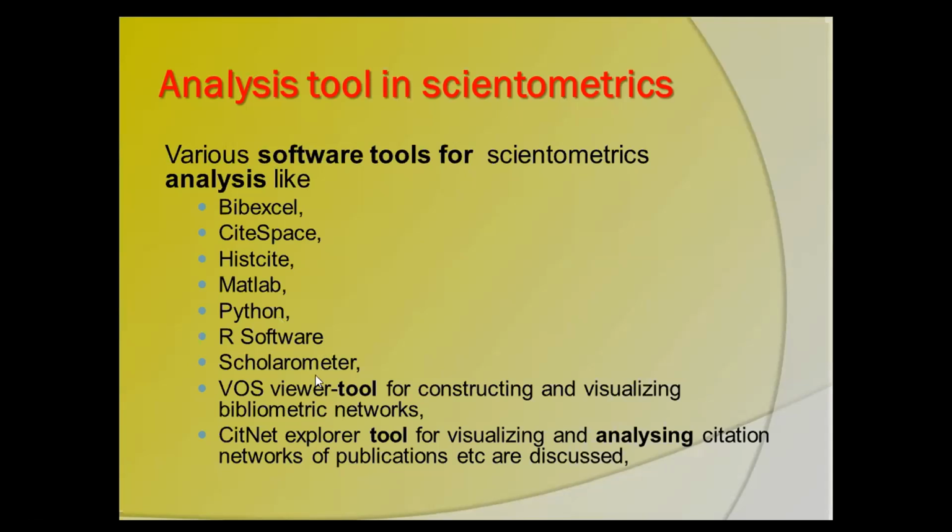Another one, Scholar Meter. Scholar Meter is also available, but I have not worked in Scholar Meter. So that software is available. I have worked with Excel, CiteSpace, HistCite, MATLAB, and Python software. Another one, the VOSviewer tool for construction and visualization of bibliometric networks.